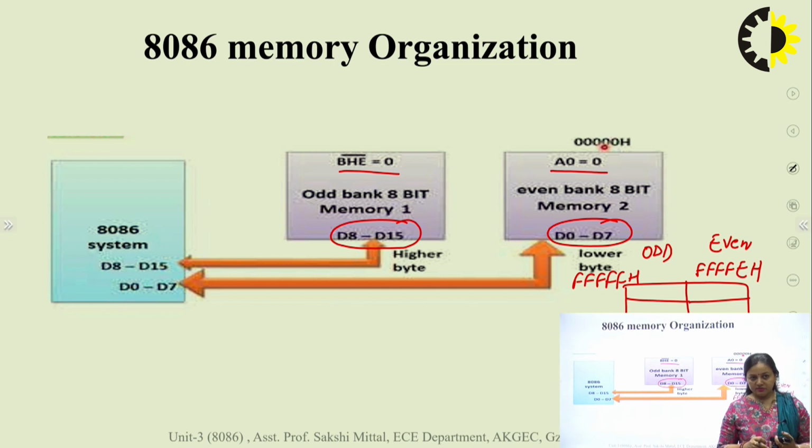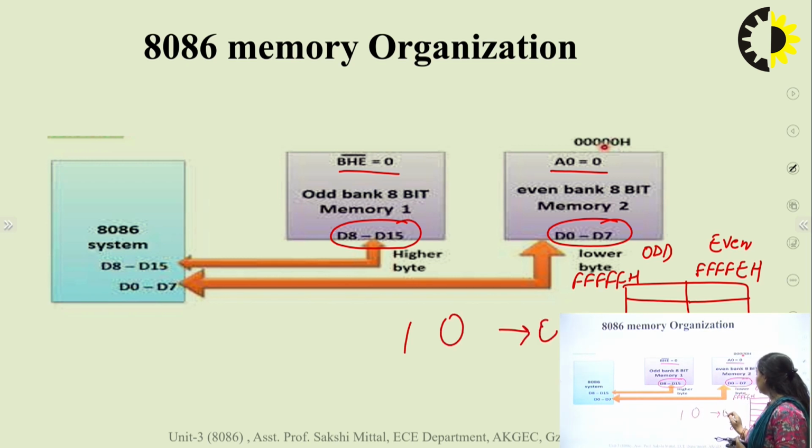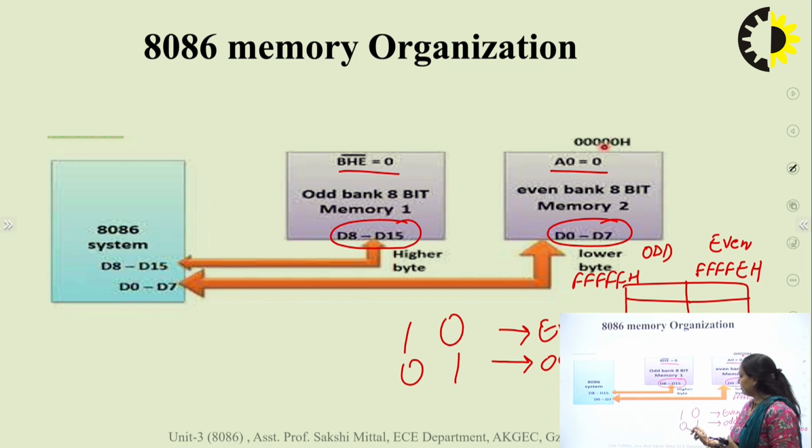So if I have an 8-bit data, I can access it either from the odd bank or the even bank. For example, if BHE is 1 and A0 is 0, you can access it from the even bank. If BHE is 0 and A0 is 1, I can access it from the odd bank. And if both are 0, then what will happen? If both are 0, that means both memories are selected, and you have to access a word.